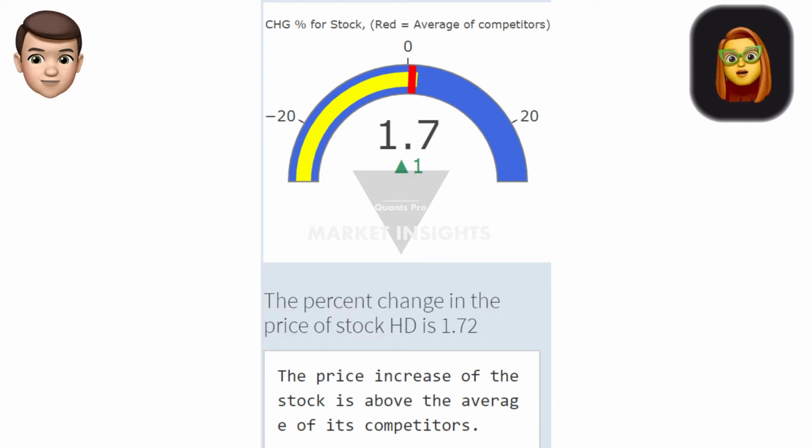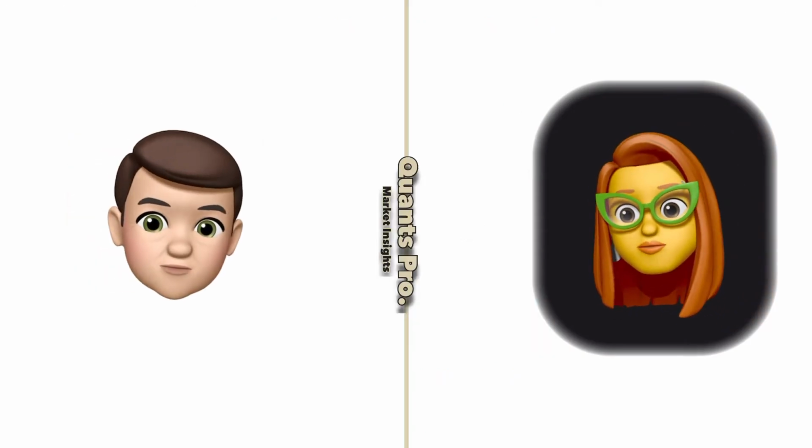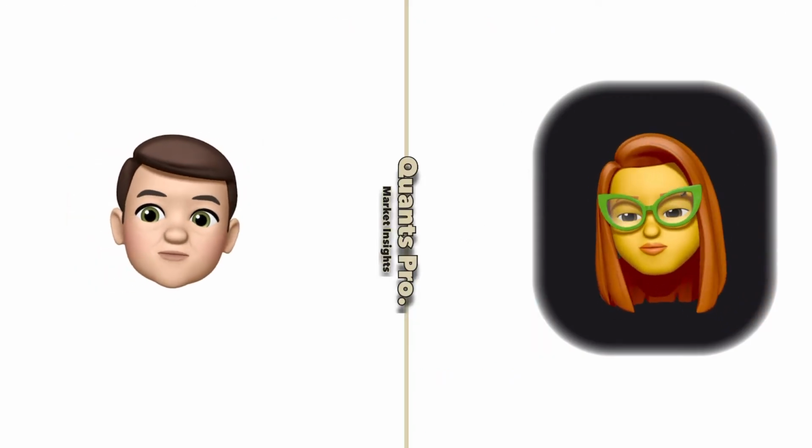Definitely, Lisa. Let's continue. In the graph on the screen, the red indicator shows the company's percentage performance, and the yellow indicator shows the competitor's percentage price performance. Of course, the red indicator passing the yellow indicator to the right is an important development in terms of company performance. Quants Pro followers, some descriptive information about the stock is on the screen as of the specified date.